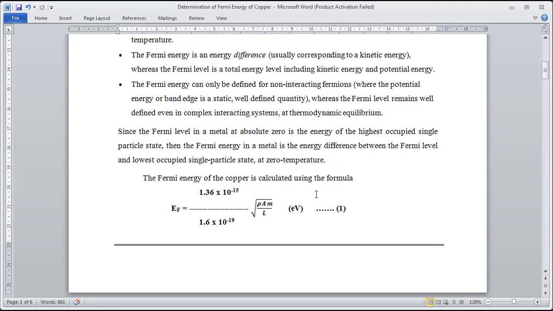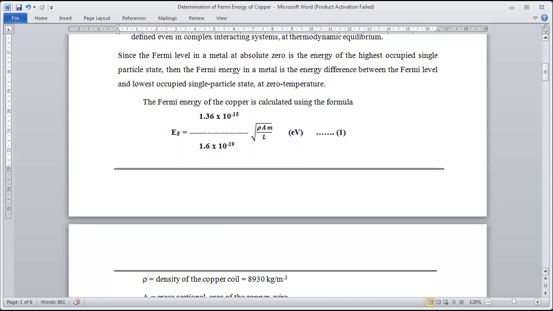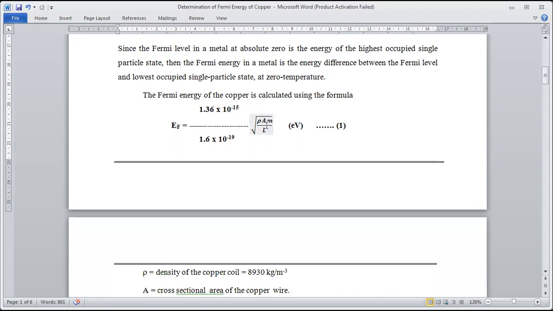The Fermi energy of copper is calculated using this formula: EF is equal to, which we have to derive separately, the root of rho A M upon L, where rho is the density of the material under investigation, and in this case we have taken copper as the material. A is the cross-sectional area of the wire, since we have taken a coil made of copper wire. M is the slope of the curve of resistance versus temperature, and capital L is the length of the total wire present in the coil.